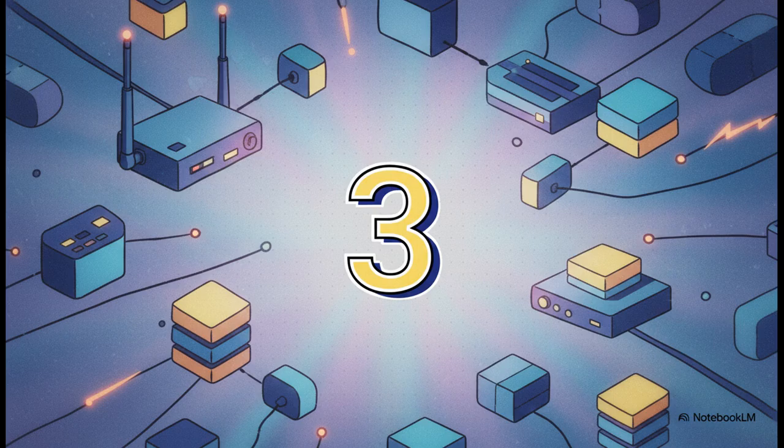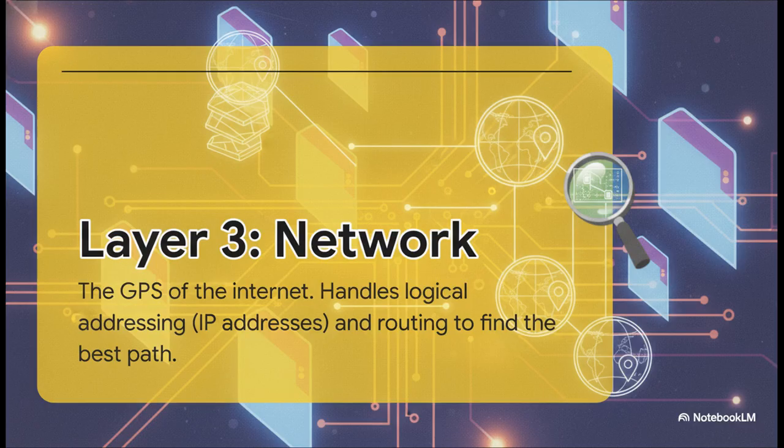Okay, so our data is all neatly segmented. Now it needs a travel plan. And that is the job of layer 3, the network layer. This is without a doubt the GPS of the internet.